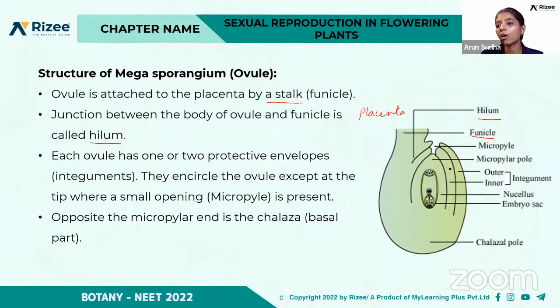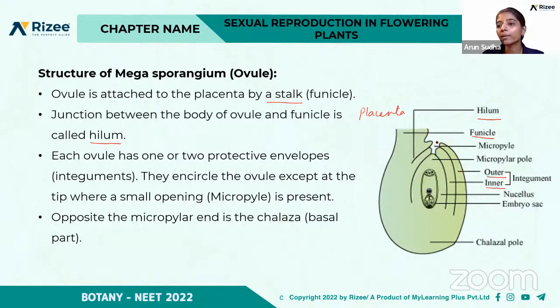So this is an outer integument. This outer layer is the outer integument and inner is the inner integument. Generally it will have two protective layers, but in some cases it may differ. So it has two protective envelopes, the outer integument and the inner integument. The role of the integument is that they encircle the ovule except at a tip. If you see, it covers the entire ovule. It is present throughout the ovule, except at the tip, where there is a small opening.